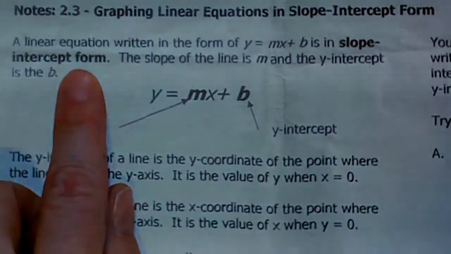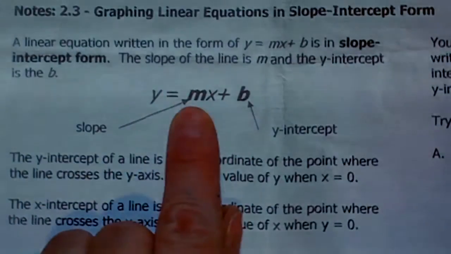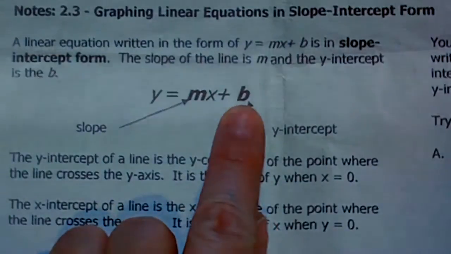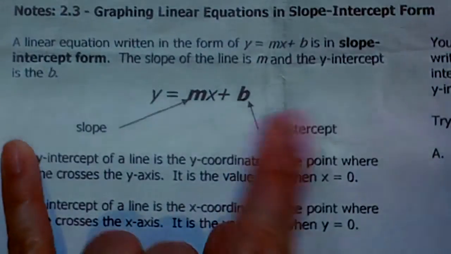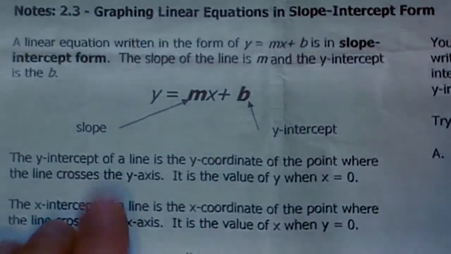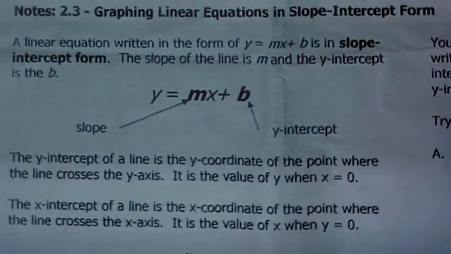That's called slope-intercept form. In this form, the slope of the line is m, and the y-intercept is the b. So it's called slope-intercept form because this form gives you the slope and it gives you the intercept just by looking at it. You don't have to really figure too much out. It's nice. The y-intercept of a line, what is that, you say? It is the y-coordinate of the point where the line crosses the y-axis. It's the value of y when x is 0, basically.